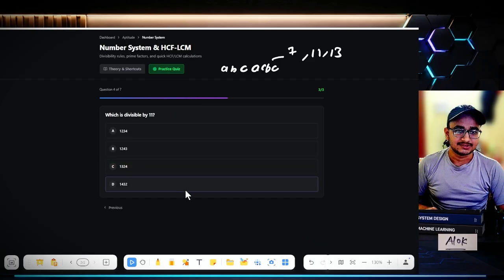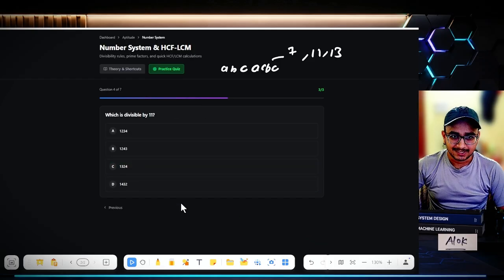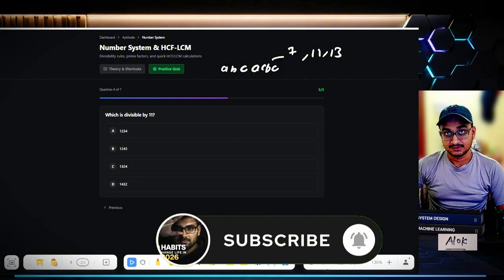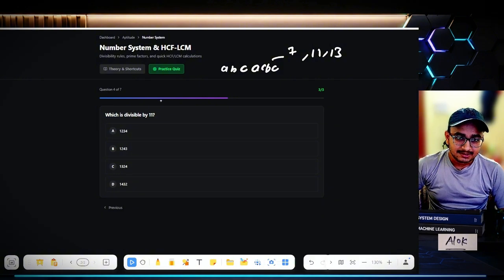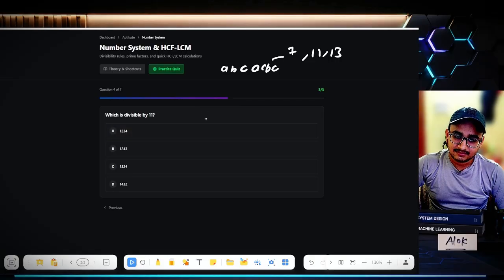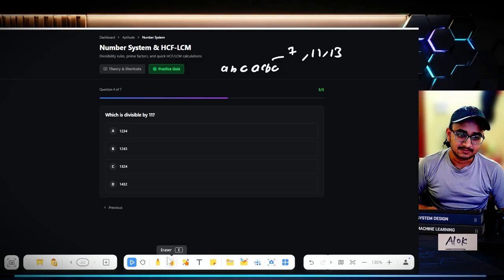Let's move ahead and go to the fourth question. Which number is divisible by 11? So the number which will be divisible by 11 is, let me take a guess here, will it be 1324? What is the divisibility rule of 11? You have to keep in mind: alternate digits. 1 plus 3 comes out to be 4. So just a moment, guys, let me select the pen.